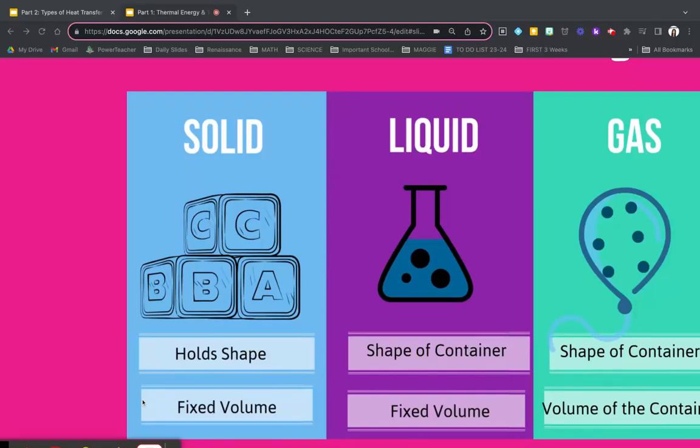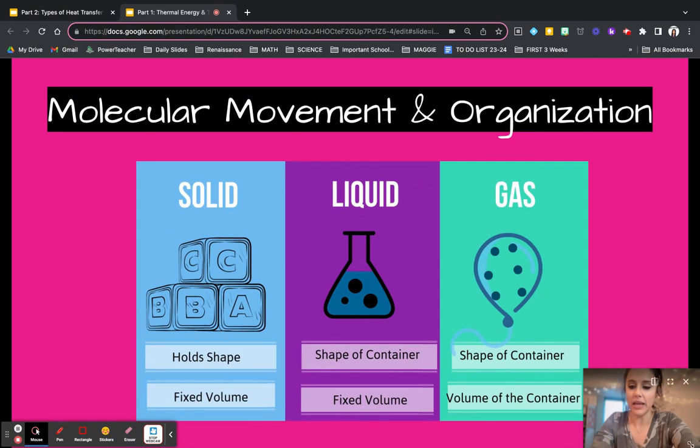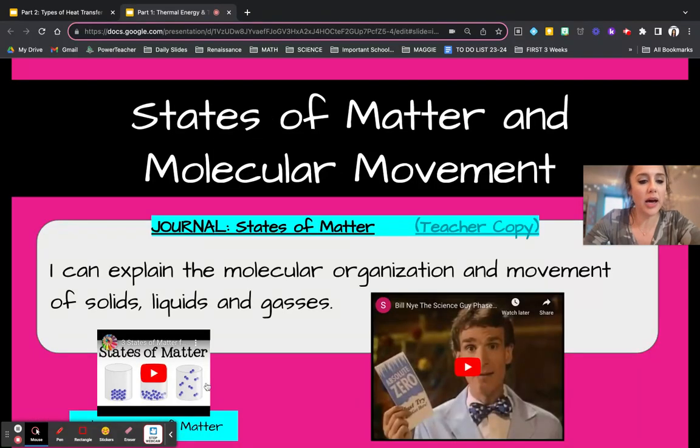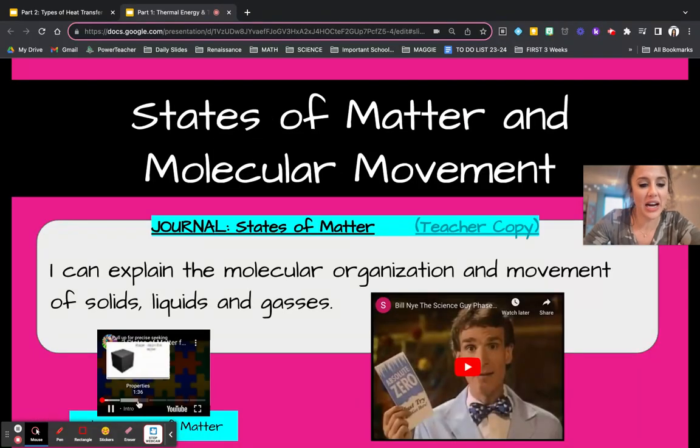Hey guys, so today's video is actually going to be a talk about the organization and movement of molecules in a solid versus a liquid versus a gas. To start us off, I do want to show you a quick video and walk you through what those structures are going to look like. We're not going to watch the entire video. I just want to give you a guide.